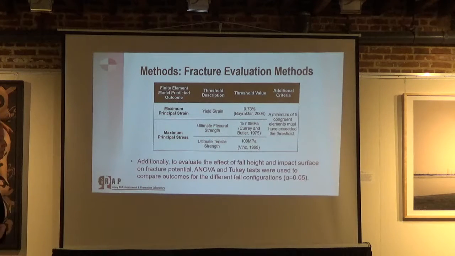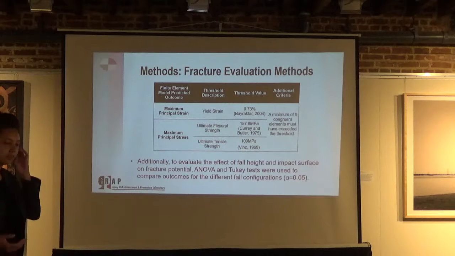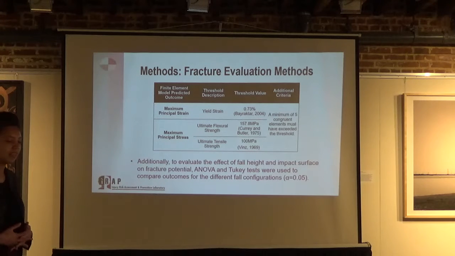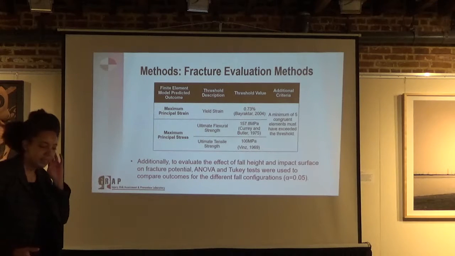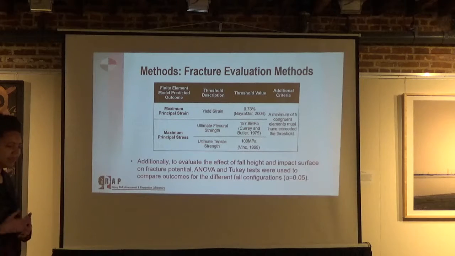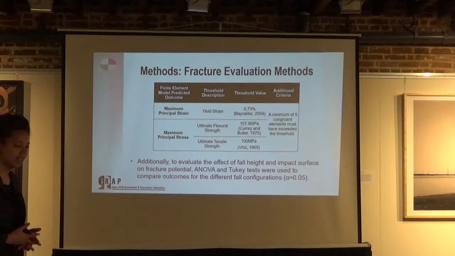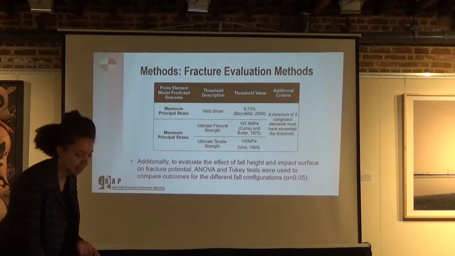To evaluate whether the trial would result in a potential fracture, we considered 3 different fracture thresholds: a tensile yield strain, an ultimate flexural strength, and an ultimate tensile strength, where these strength thresholds were taken from pediatric bone properties data in the literature. Additionally, to evaluate the effect of fall height and impact surface on fracture potential, ANOVA and Tukey tests were used to compare the outcomes for the different fall configurations. And to determine whether the trial had potential for fracture, we also added an additional criterion that a minimum of 5 congruent elements must have exceeded the threshold in order for it to be classified as having the potential for fracture.